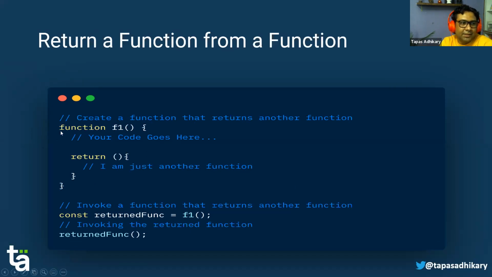So here is a function I have, F1. I have a bunch of code over here, and after that, I'm returning a function from here. So if I have to invoke this F1, as simple as that, it is going to return me this function, which I can actually assign to a variable. I showed you that I can assign a function to a variable. Once I assign that function to a variable, the return of F1, I can actually invoke this returned function like this.